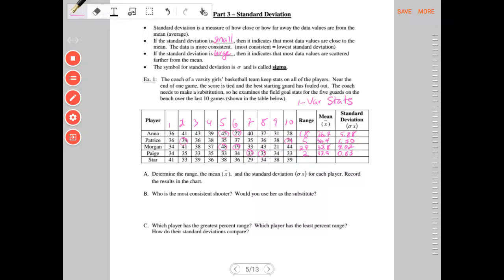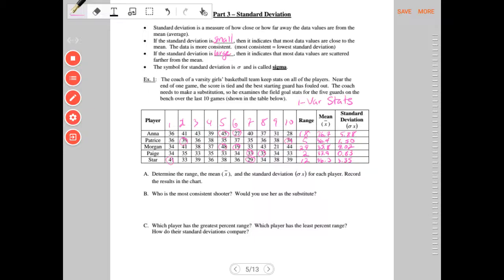Last we have Star. Star has a high score or high percentage of 41 and a low of 29. So when we subtract those two things, we get 12 for a mean of 36.3 and a standard deviation of 3.35. Okay, so we just did what Part A asked us to do. Determine the range, the mean, and the standard deviation for each player and record the results in the chart.